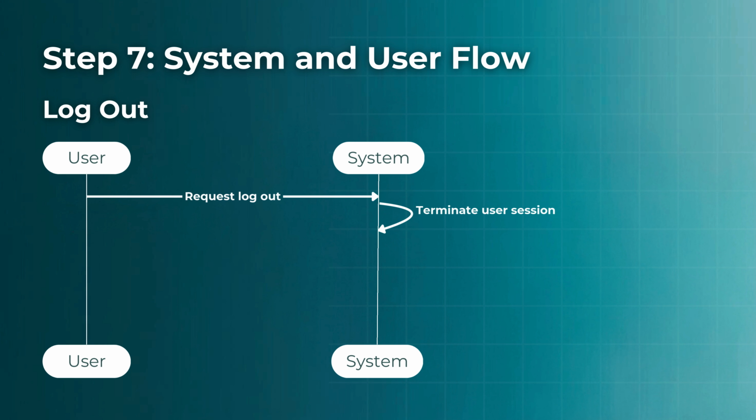Now, behind the scenes, here's what the system is doing. First, the system clears everything up. It destroys the user's session or authentication token to ensure their account is no longer active on the device. Next, it redirects. The user is sent to the login page, so they can log back in any time they want. And lastly, it logs the event.